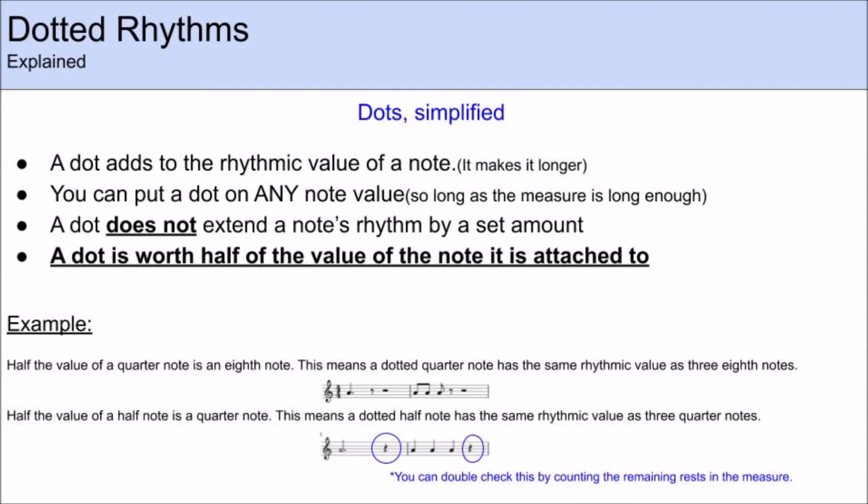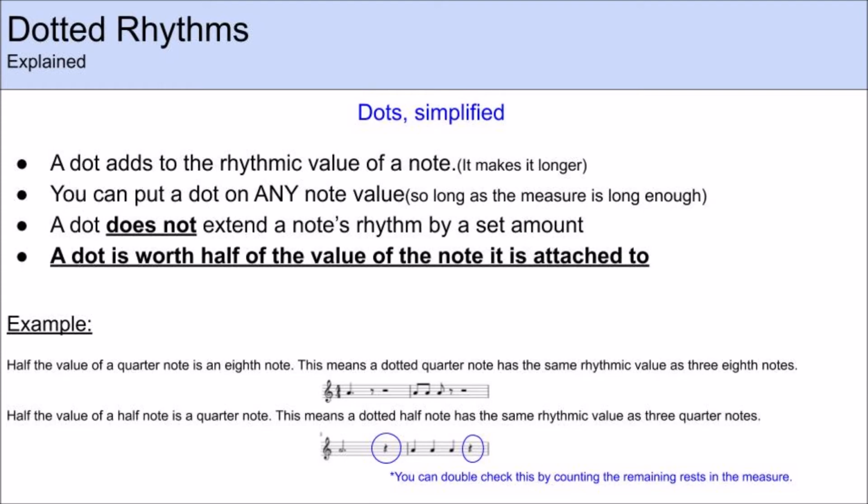Third, a dot does not extend a note's rhythm by a set amount, meaning a dot will be worth different amounts depending on the note that it is placed on. Fourth, and this is a very important one, a dot is worth half of the value of the note it is attached to. In order for this to make sense, you will have to have a firm understanding of the rhythm tree and how some notes divide down into other notes.